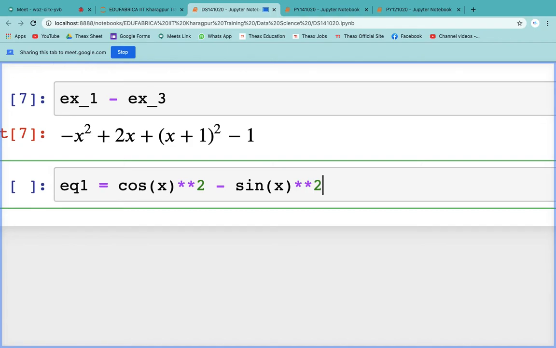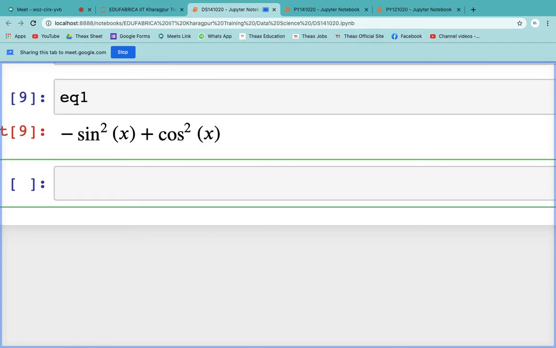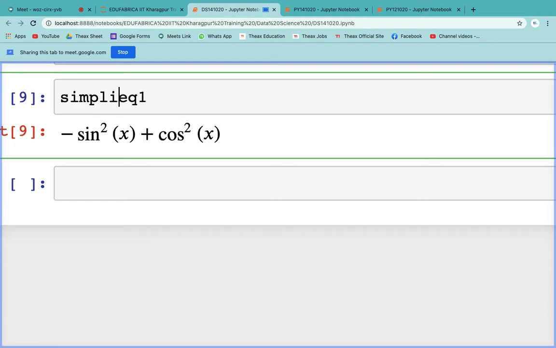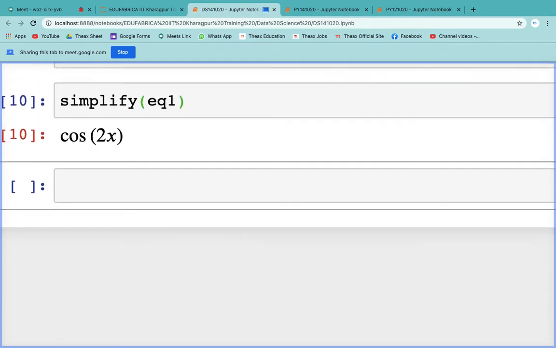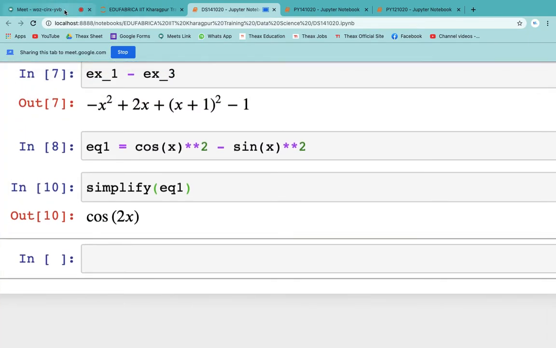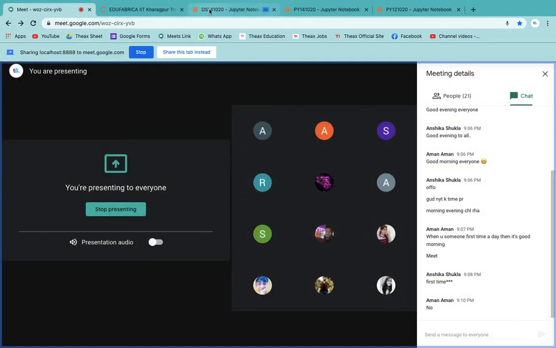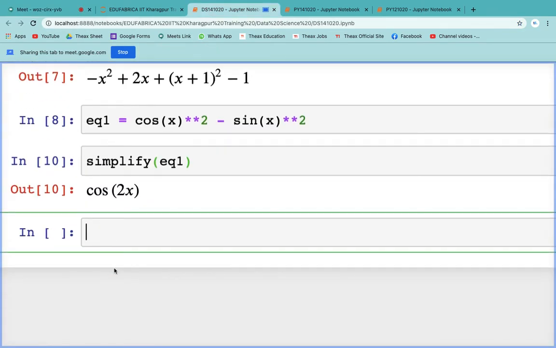Okay, let's see. So, EQ1 is this, right? So, we are just going to simplify this EQ1. It's easy. The result is positive. Anshika is a bit confused, or was a bit confused. Would be better.